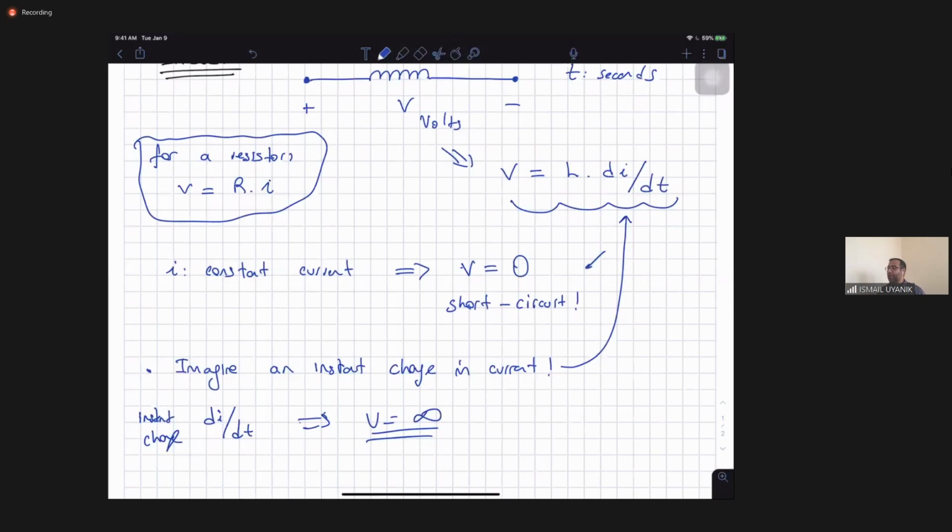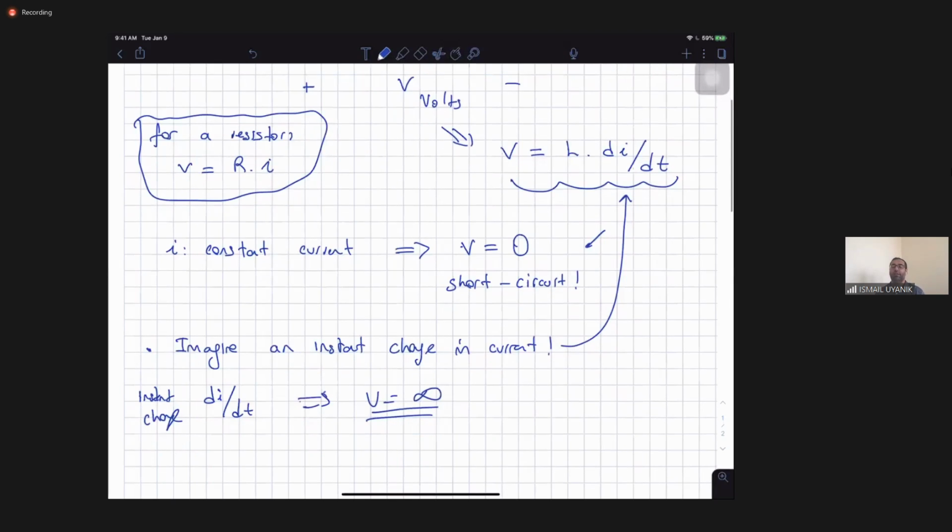You cannot change the current from 2 amperes to 4 amperes instantaneously. So there should be a tiny bit of time, even if it's a tiny amount, where this derivative will be a non-infinite number, a finite number. But of course, that number will be very huge. There will be a huge voltage spike, which again is not possible. So we should say that this is not something we can physically implement.